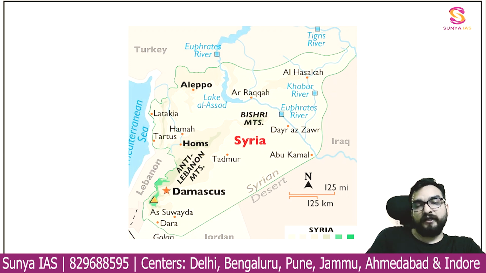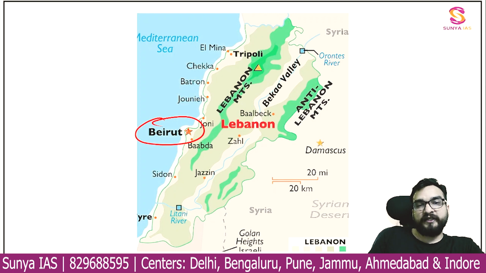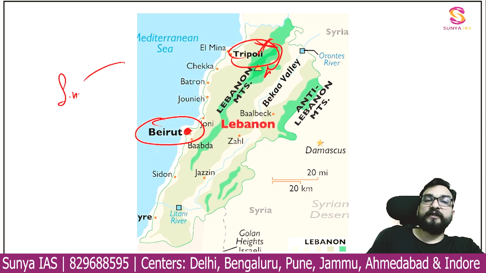Just that. You are seeing in Syria's Lebanon. Lebanon, nothing is important. Beirut city, port city Beirut. Over here you can remember Tripoli. This is Tripoli of Lebanon, but Tripoli we have studied in Libya.